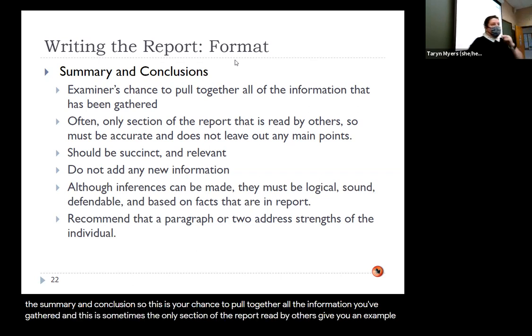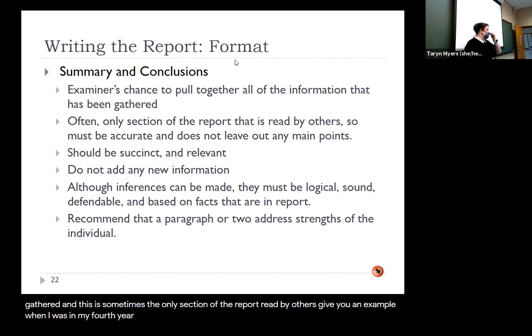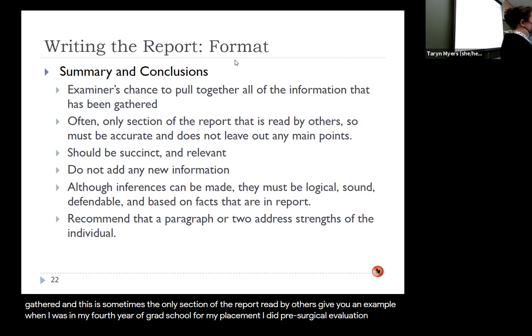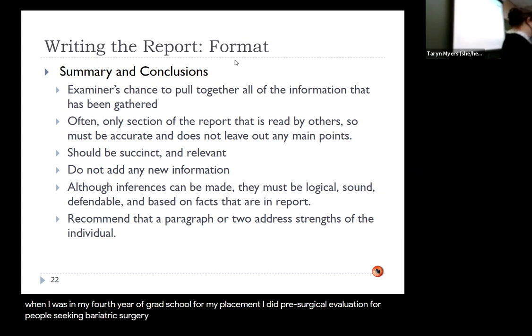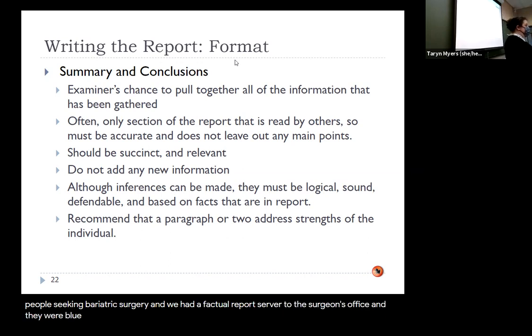Let me give you an example. When I was in my 4th year of grad school for my placement, I did pre-surgical evaluations for people seeking bariatric surgery. And we had to fax our reports over to the surgeon's office, and the front desk person would just highlight the conclusion and maybe something from the body of the report, and that's all the surgeon would read.